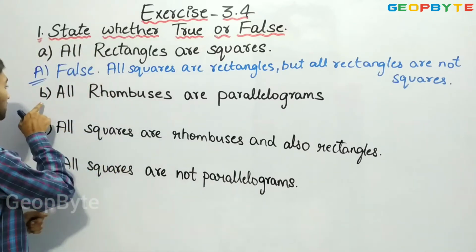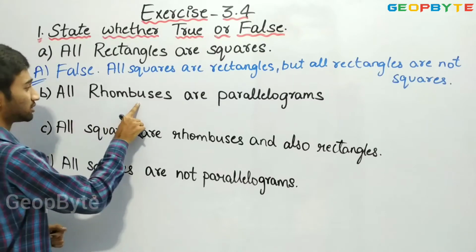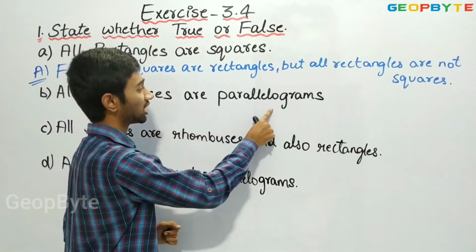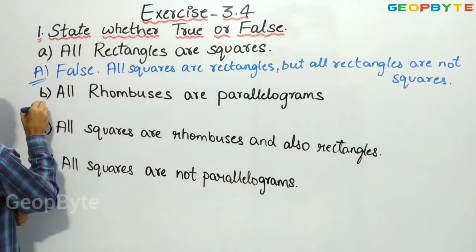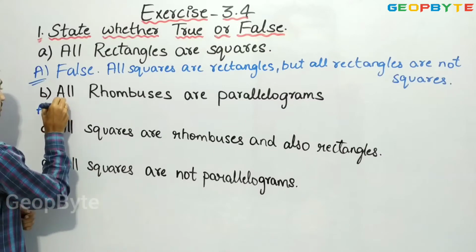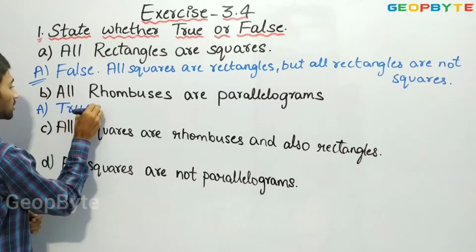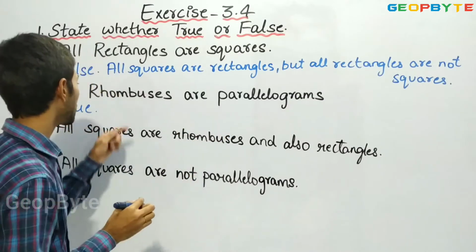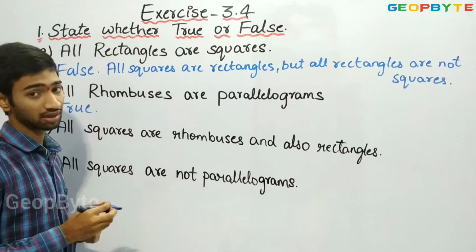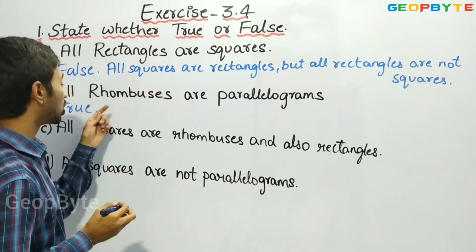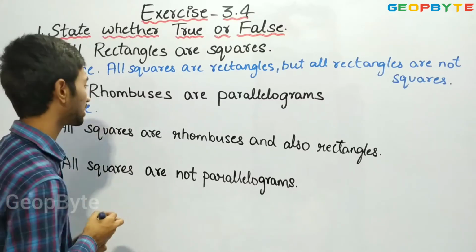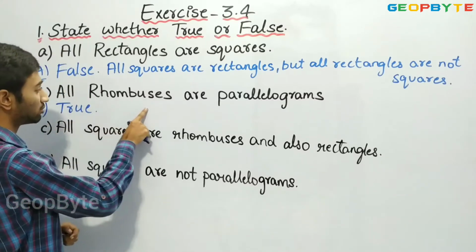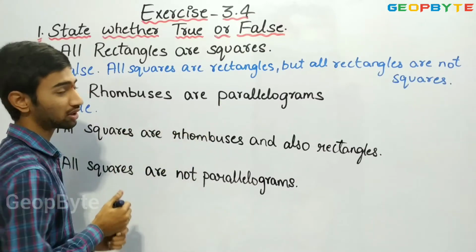Now next, B. All rhombuses are parallelograms. Yes, true. All rhombuses are parallelograms because in rhombus, opposite sides are parallel and opposite angles are also equal. So that's why all rhombuses are parallelograms.